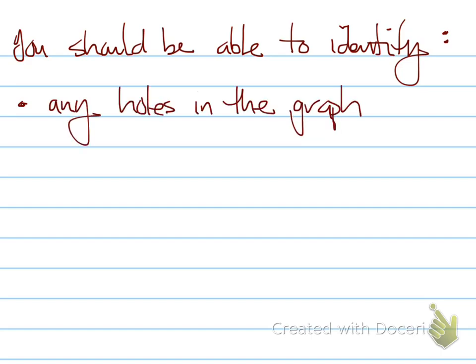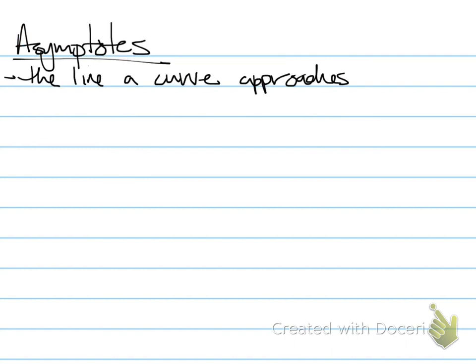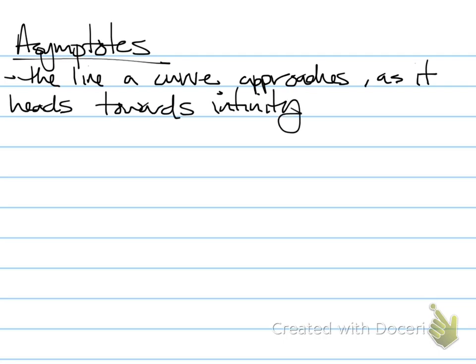You should be able to identify any holes in the graph. You should be able to identify the x and the y intercepts. You should be able to identify any vertical, horizontal, or slant asymptotes. An asymptote is the line that the curve approaches as it heads towards infinity, either positive or negative infinity.